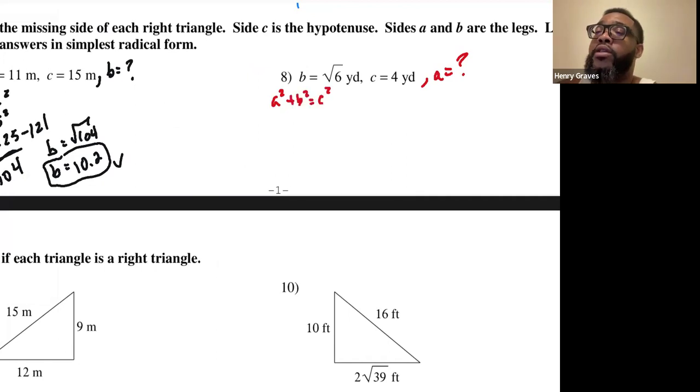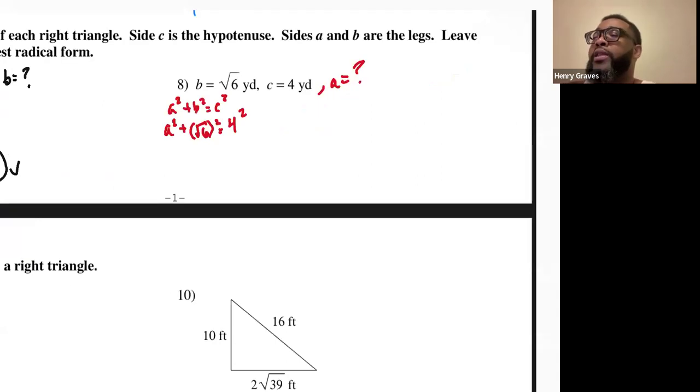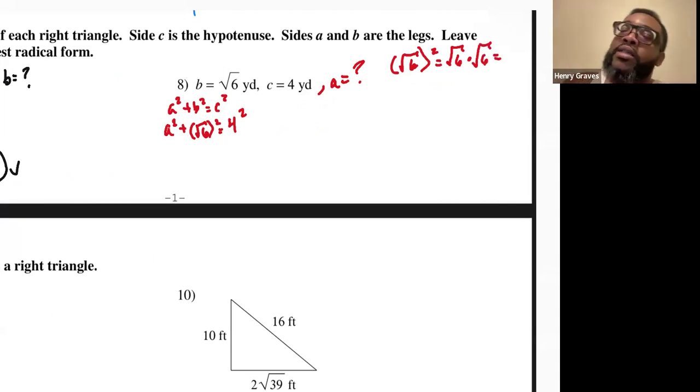The B I know is going to be the square root of 6 to the second power. And C squared is, of course, going to be 4 squared. So if I just want to have the square root of 6 squared, right? This is going to be really the square root of 6 times the square root of 6. Anytime you're multiplying two radicals, you're just going to leave it alone as just 6. So the square root of 6 to the second power is just going to be 6.